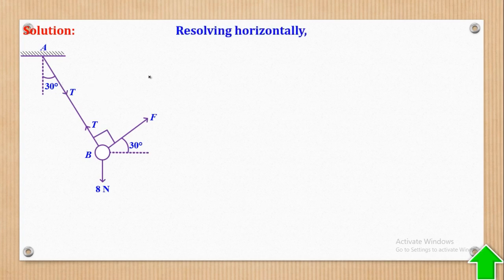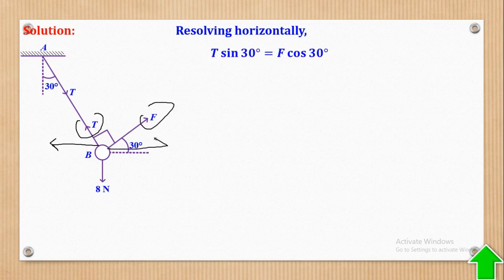So having finished the first diagram, next we shall resolve vertically and horizontally. So remember we said when you resolve horizontally, forces to the right are equal to forces to the left. So in this case, this tension acts horizontally, it acts to the left, and this force horizontally, it acts to the right. So when I resolve this to the horizontal, it will be T sine 30, and this to the horizontal, it will be F cos 30.